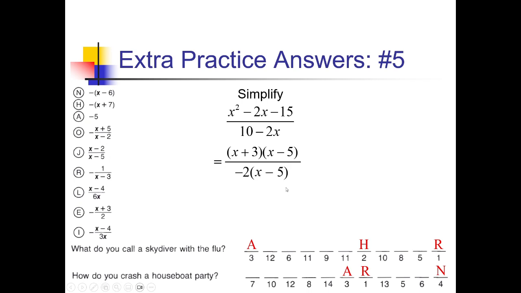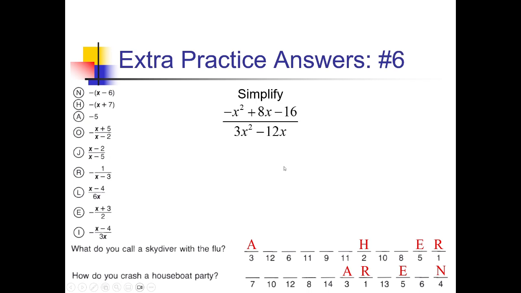So I notice that actually works out pretty nicely because these x minus 5's are canceling. So what I have left over then, I'm going to take the negative from this negative 2 and apply that to the whole fraction. So this whole fraction is negative. I have an x plus 3 upstairs, and downstairs I just have that 2 left over now. So negative x plus 3 over 2, that's going to be right here, choice E. So that's going in spot 5, so right there, and also down below right here.